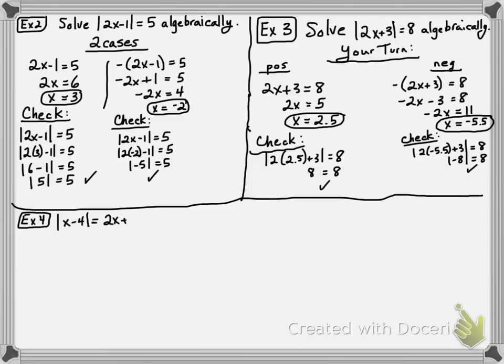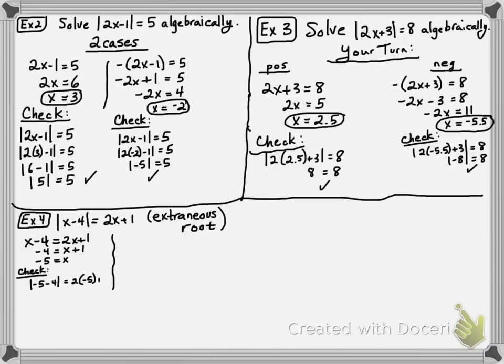In example 4, we're going to take the absolute value of x minus 4 is equal to 2x plus 1. This time, we're going to deal with an extraneous root. So here we have the negative and the positive, two cases. First case is the positive. x minus 4 is equal to 2x plus 1. Take away an x from both sides, and you're left with negative 4 is equal to x plus 1. Take away 1 from both sides, and x will equal negative 5. And that's our answer.